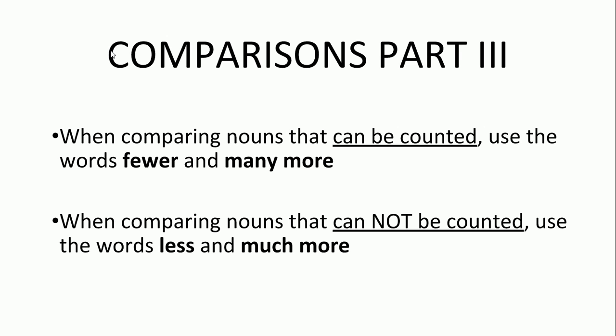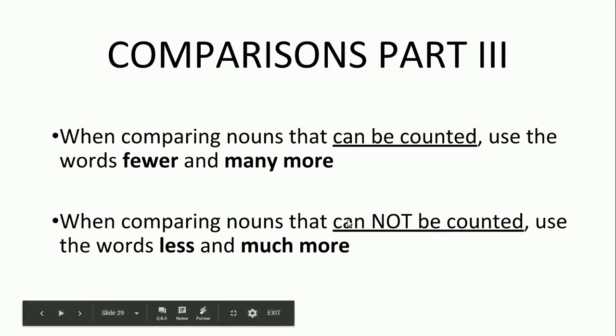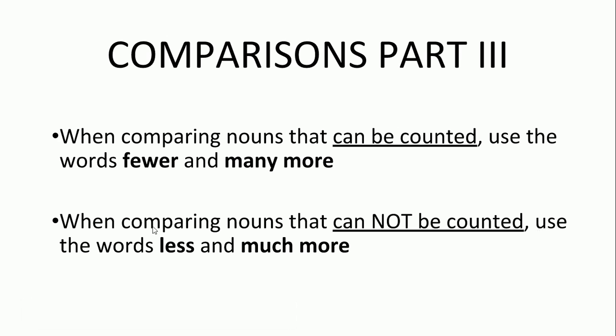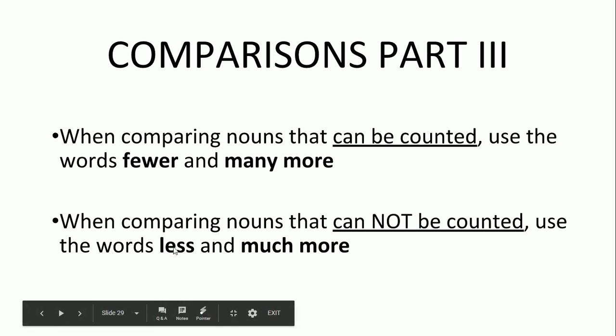All right, then comparisons part 3. Comparison saga continues with the difference between fewer, many, less, and much. Something that very often confuses students and teachers and even me sometimes. The rule is when you're comparing nouns that can be counted, you use the words fewer and many more. When you're comparing nouns that cannot be counted, you use the words or phrases less and much more.